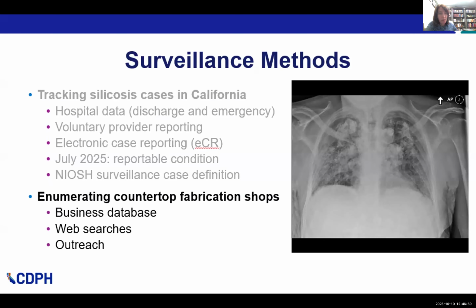We've also been doing some surveillance to try to understand the industry in the state, to enumerate fabrication shops. We've been using a commercially available business database, web searches, and outreach in partnership with local health departments to really understand where these shops are and how many there are.